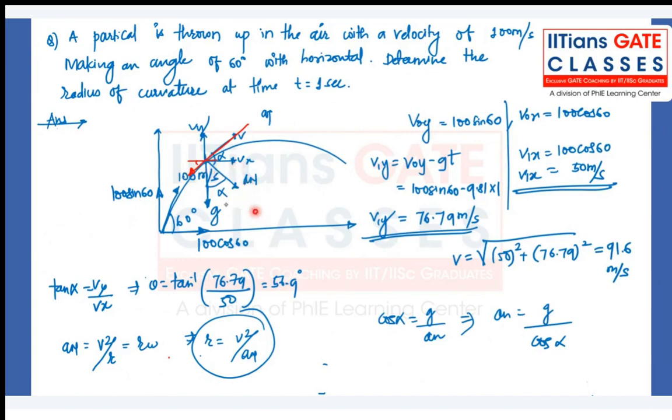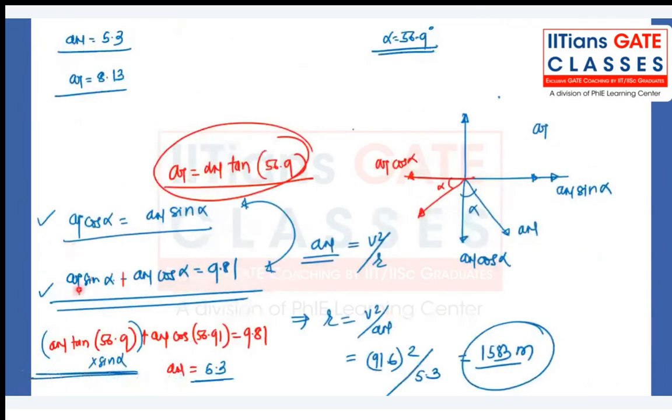And at this location, we have also calculated the alpha value, that is Vy by Vx, and that is 56.9. In order to calculate the radius of curvature, we should calculate the An, because An is equal to V square by R, and R is equal to V square by An. So we have the V square, that is 91.6 square, but An is unknown. So let's calculate An now. We know that the downward component of the acceleration is 9.81. So the total vertical component is the vertical component of AT, that is AT sine of alpha, and An cos of alpha. The sum of these two should be equal to 9.81.